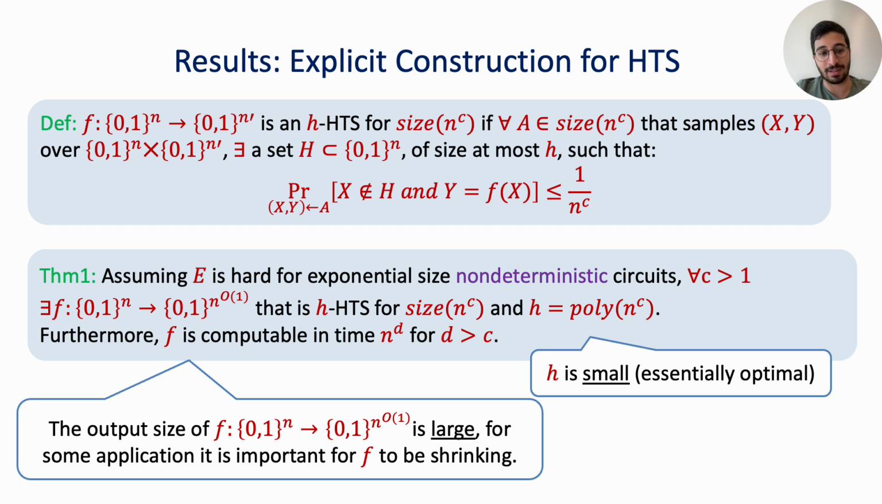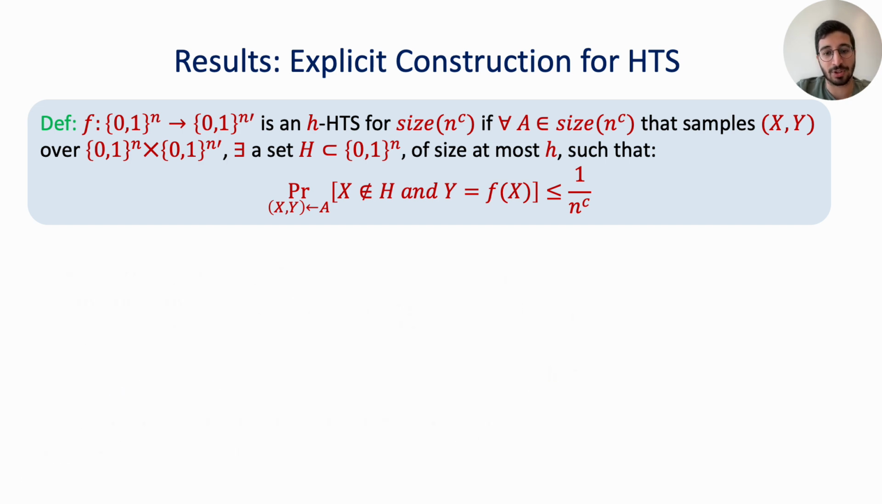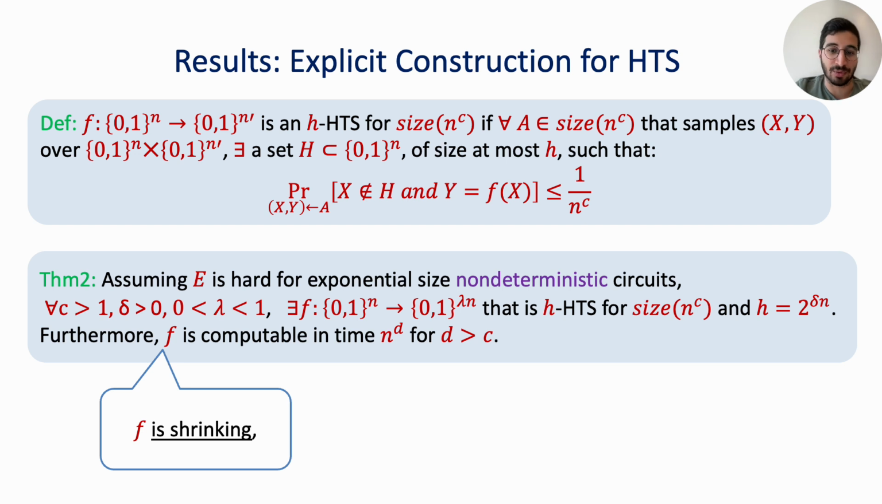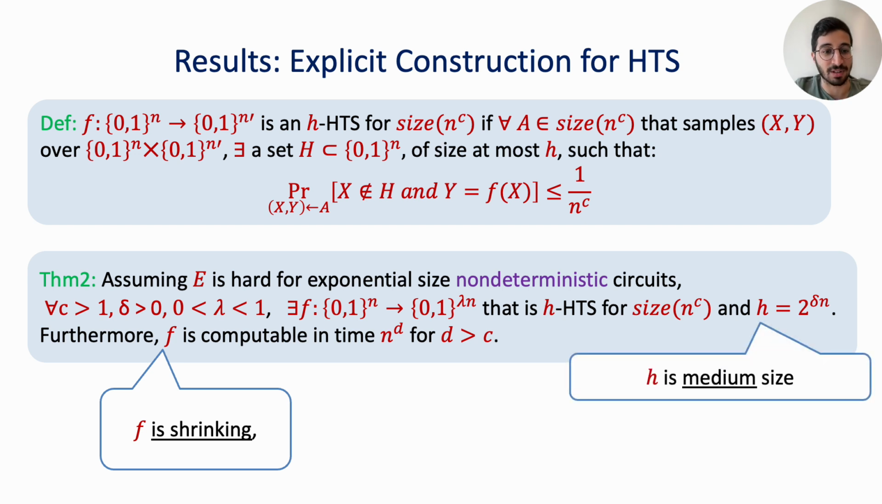One caveat is that, unfortunately, f is going to be enlarging. So f is going to take n bits and output more than n bits. And for some applications, we want f to be shrinking. So our second result, which is technically a bit more complicated to achieve, is that under the same assumptions, we can get any kind of linear shrinking we want. However, the H size is going to be larger, it's going to be 2 to the delta n. So it's medium size, I would call it, and f is going to be shrinking. It's the same assumption, and this time you can choose the shrinking of the function f. However, you don't achieve optimal H. In a perfect world, we would get an optimal size H and a shrinking function. And in fact, we could hope to get a shrinking that is almost logarithmic.